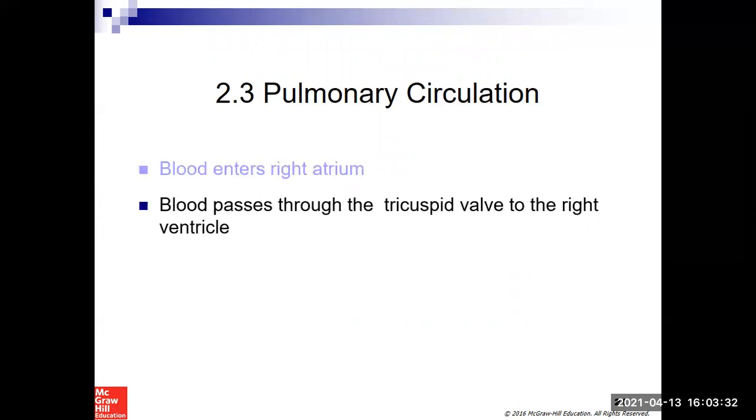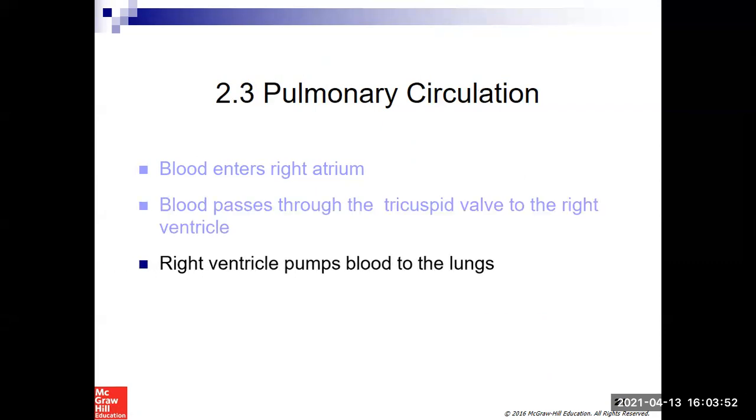Pulmonary circulation is when the blood enters into the right atrium. From the right atrium, the blood passes through the tricuspid valve to the right ventricle. The right ventricle then pumps blood into the lungs.